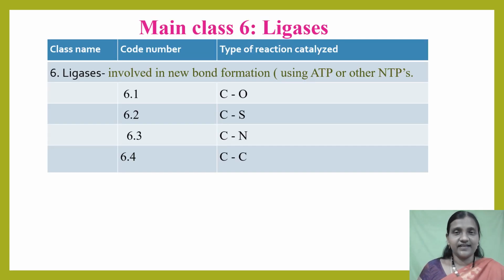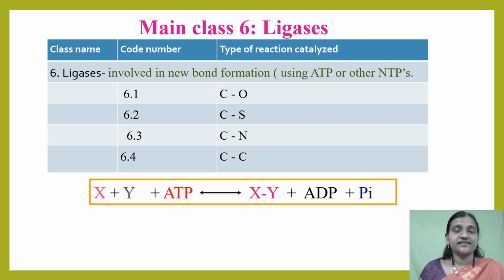Now let us see the last of the main classes, ligases. These are involved in bond formation and they require ATP for the new bond formation, while at times the energy source can come from the other NTPs. Now let us see the subclasses. 6.1 indicates the bond formation between carbon and oxygen. 6.2 indicates bond formation between carbon and sulfur. 6.3 indicates bond formation between carbon and nitrogen, while 6.4 indicates bond formation between carbon and carbon.